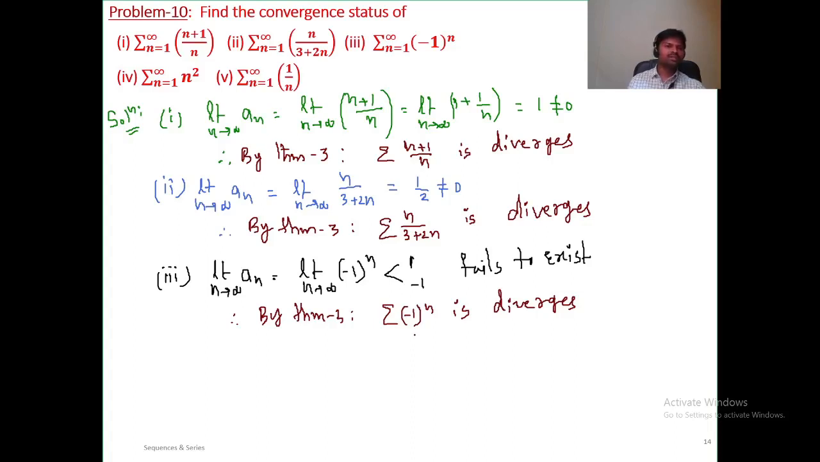So the only thing is you should have a complete grip on the theorems and statements. Once you have a complete grip, then you can play with the problems. Otherwise, problems will play with you. Decide yourself. Okay? Next one. Fourth one.